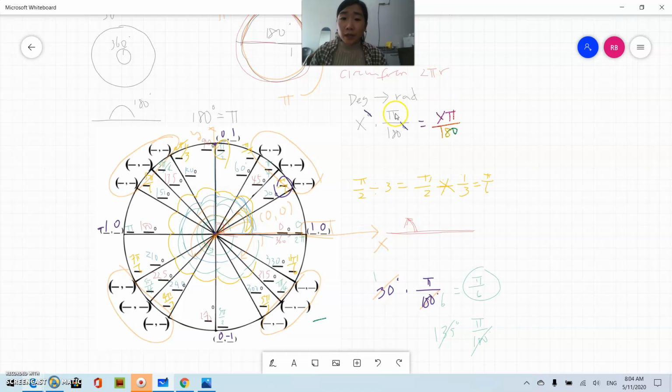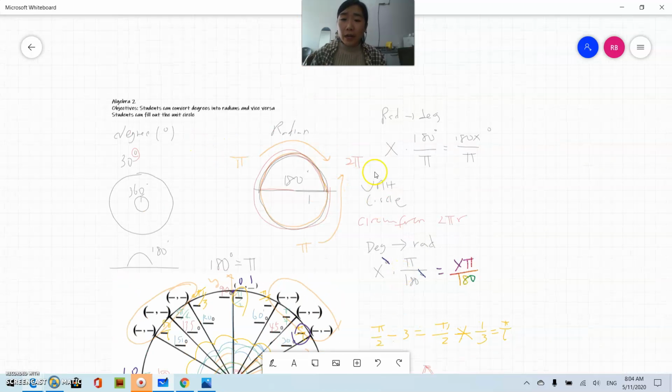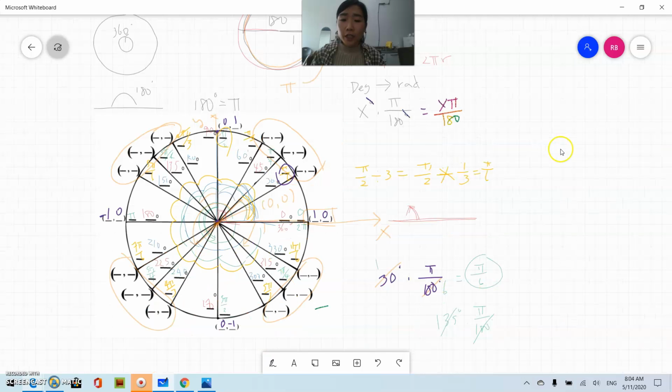And so today, we just learned how to change from degrees to radians and radians to degrees, and then partially filled out our unit circle that we are going to focus more on tomorrow.